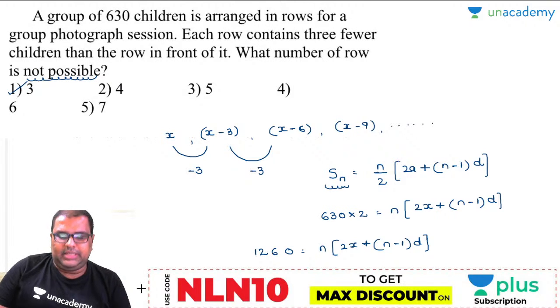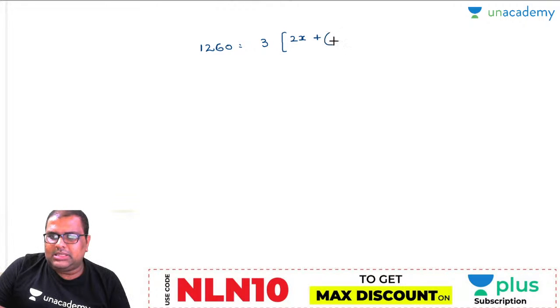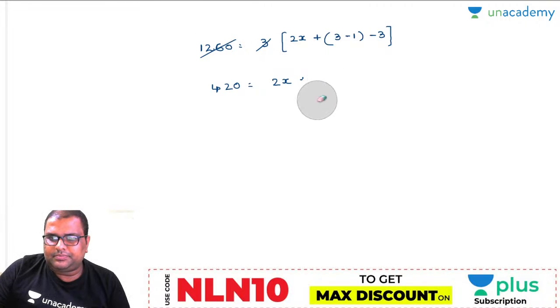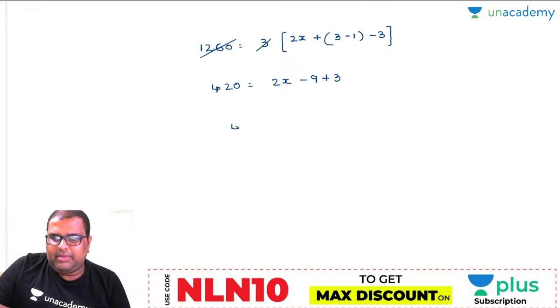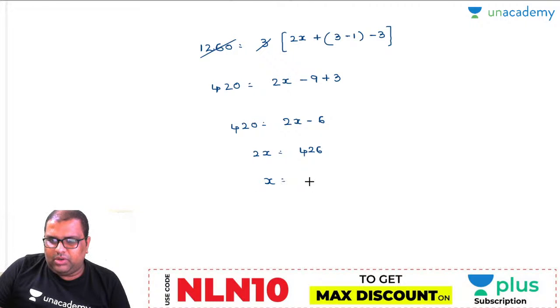For example, I will take the first option, n is equal to 3. 1260 is equal to 3 into 2x plus, now see here, n minus 1, 3 minus 1, and your d value is minus 3. Am I right or wrong? Now closely observe, cancel this: 3 fours are 12, 3 twos are 6, so 420. At last, finally, 2x plus 2 into minus 3, which is minus 6. So the equation becomes 420 is equal to 2x minus 6. So 2x is equal to 426, and x is equal to 426 by 2. Yes, it is divisible, so 3 is possible. Am I right or wrong?